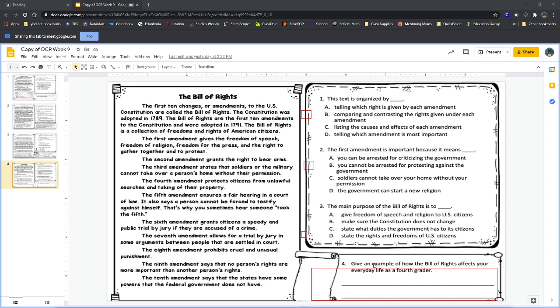And then question 4, give an example of how the Bill of Rights affects your everyday life as a fourth grader. So the Bill of Rights does apply to everybody, and they want to know, how does it work for us specifically that we're in fourth grade?